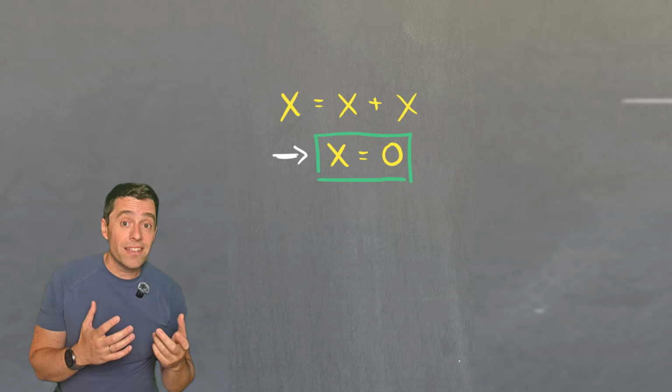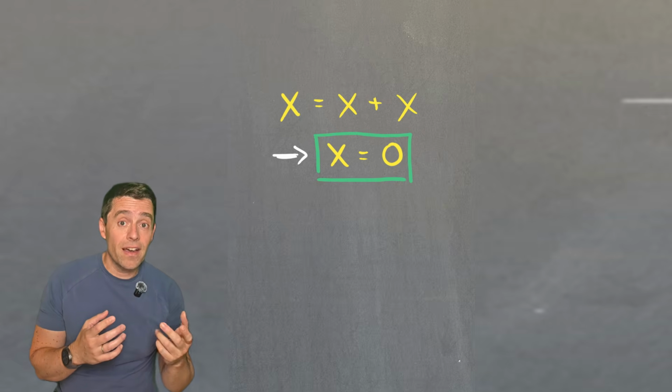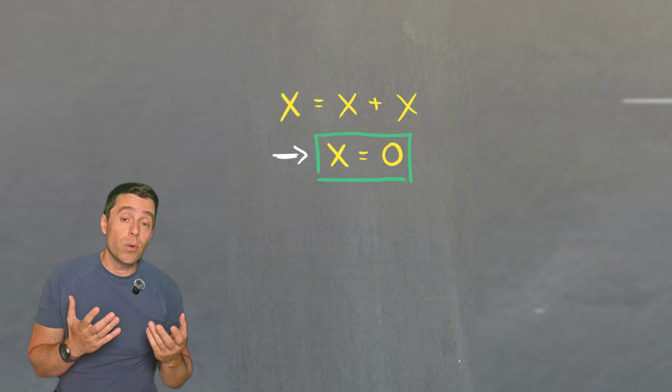I still don't know what x is, but I can subtract x on both sides and get that x must be equal to 0.